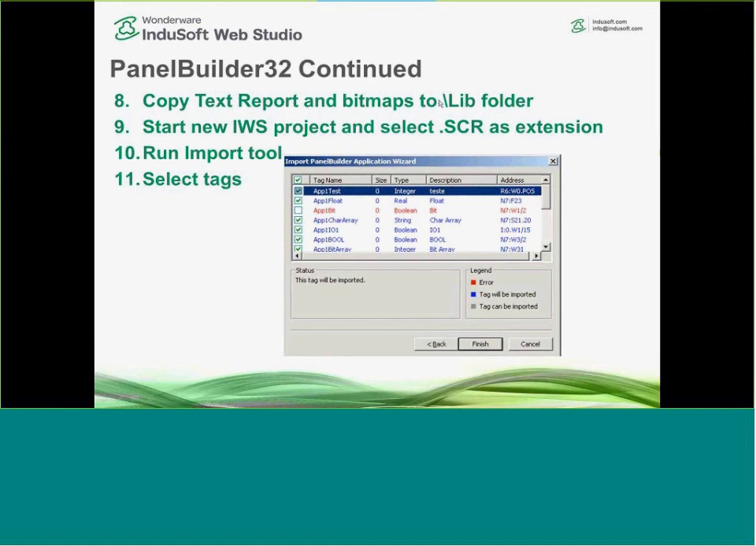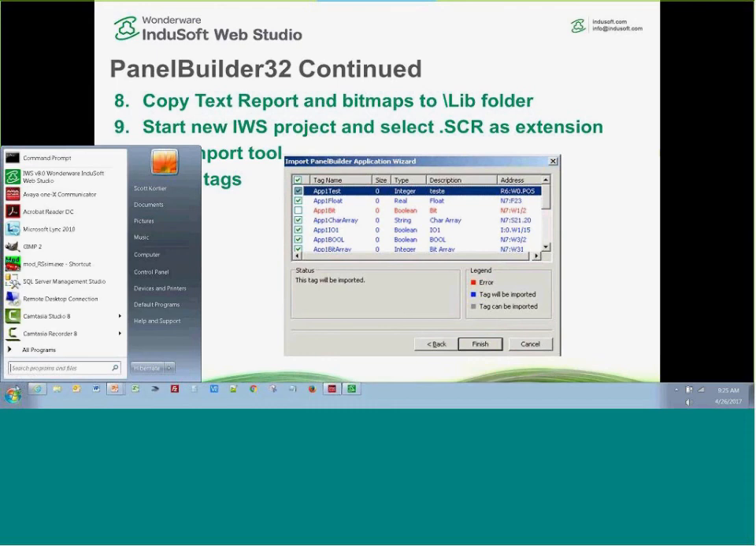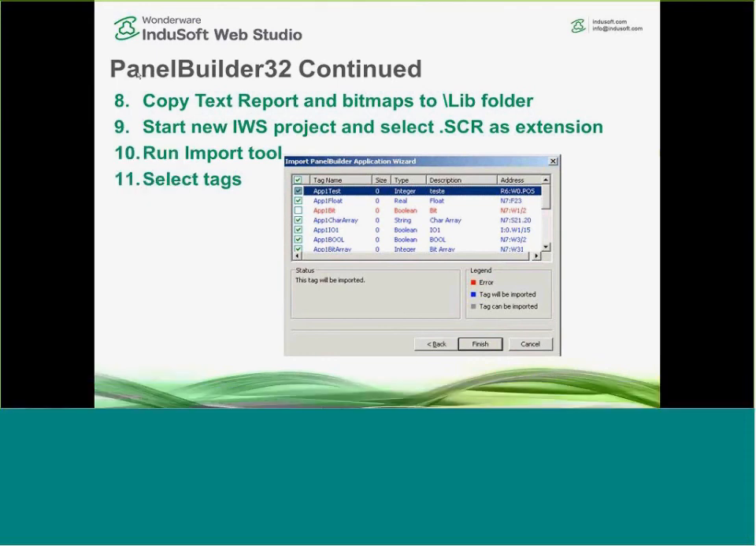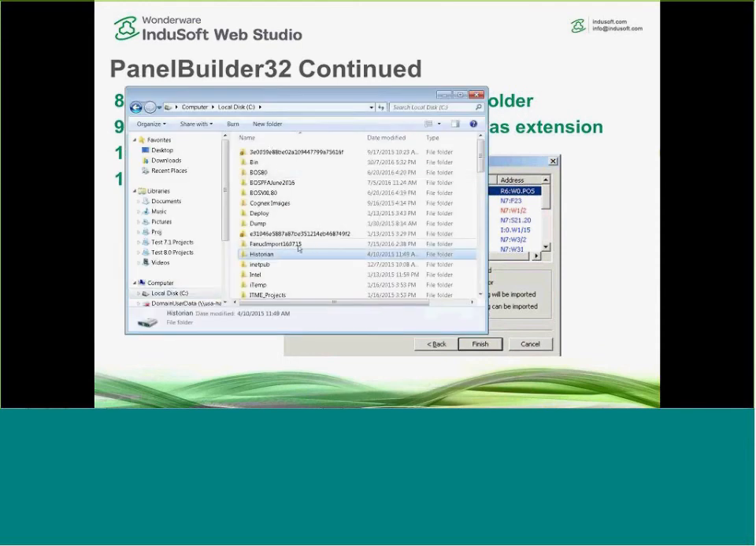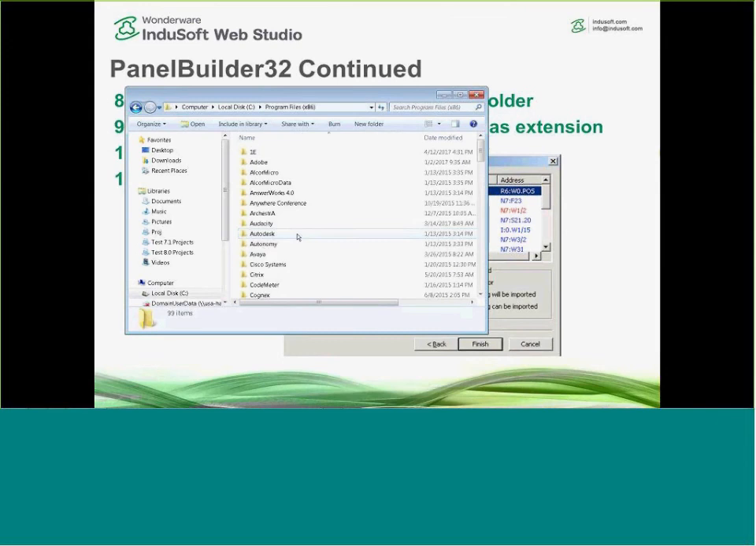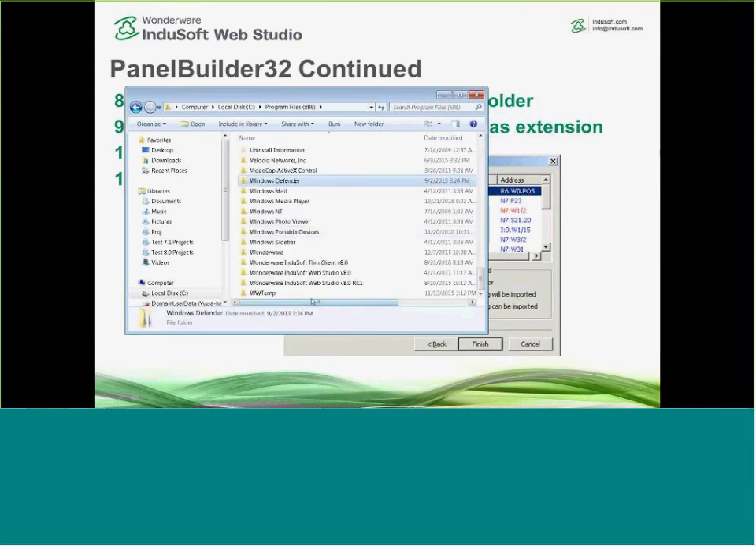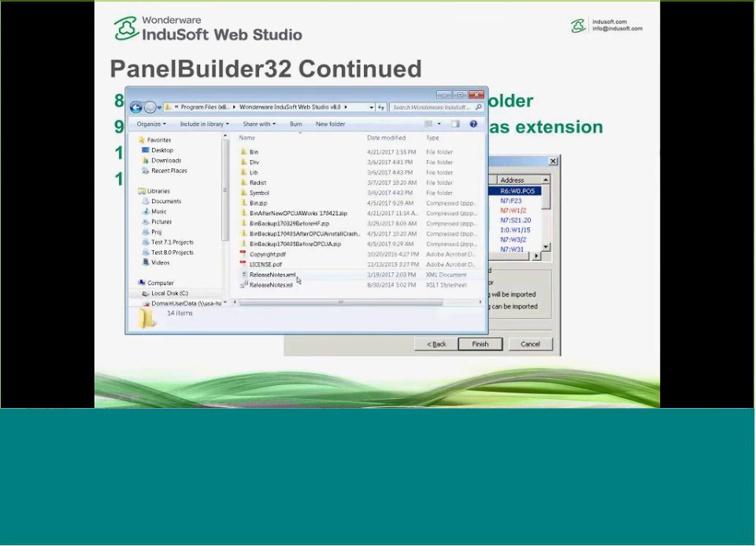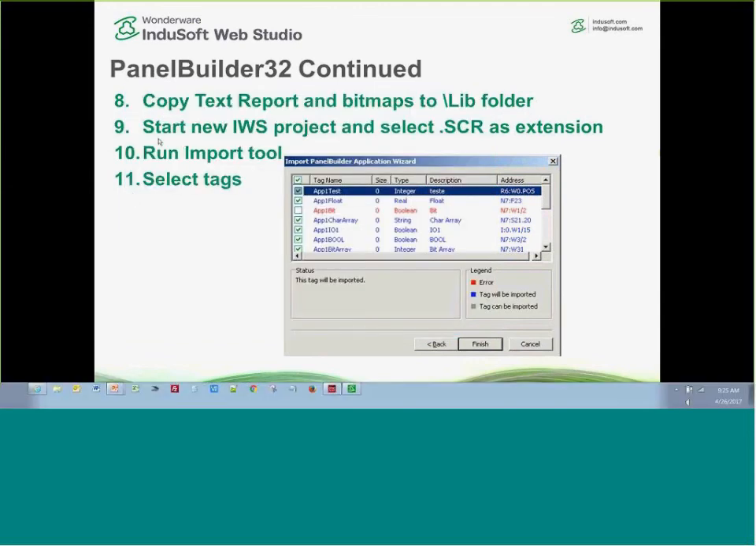And again, I'm going to point out where that is. Let me just open up my File Explorer here, and I'll bring this on screen in a second. So typically on a 64-bit machine, it's going to be Program Files x86, Wonderware InduSoft Web Studio version 8, and there's a lib folder in here. So you put that text report output in here, you put your bitmaps in here, and then you start a new InduSoft project.